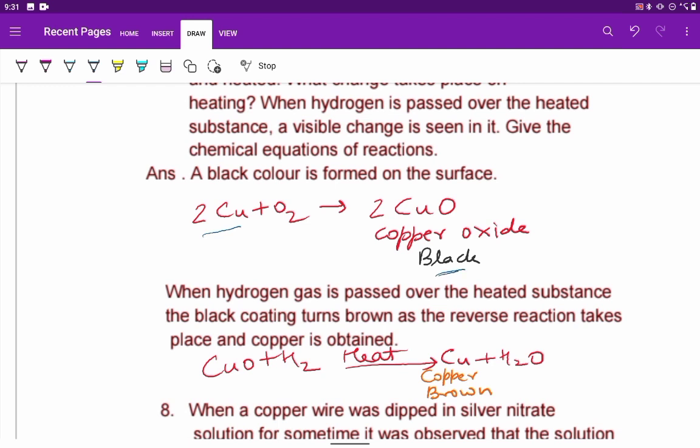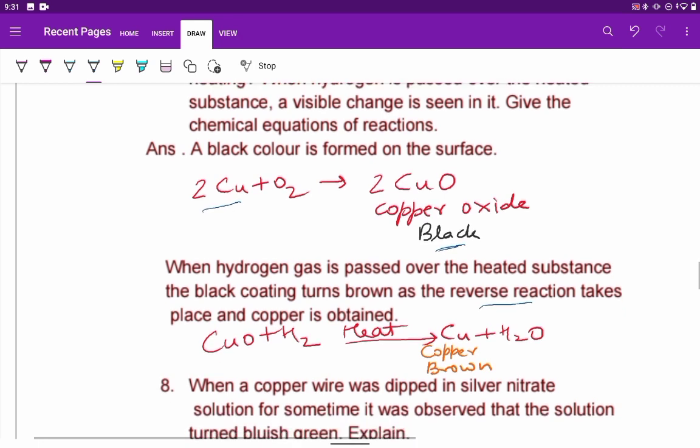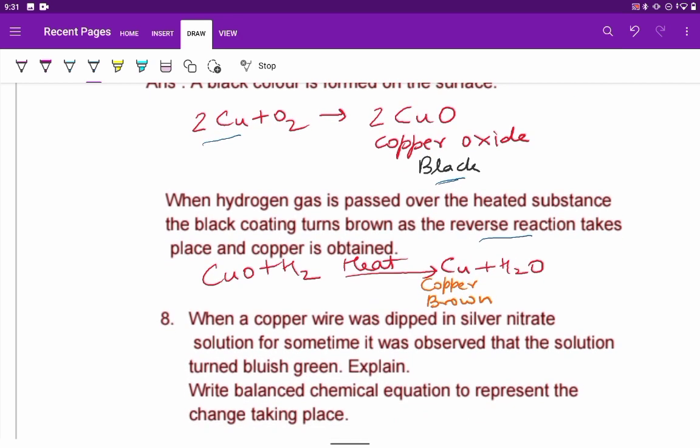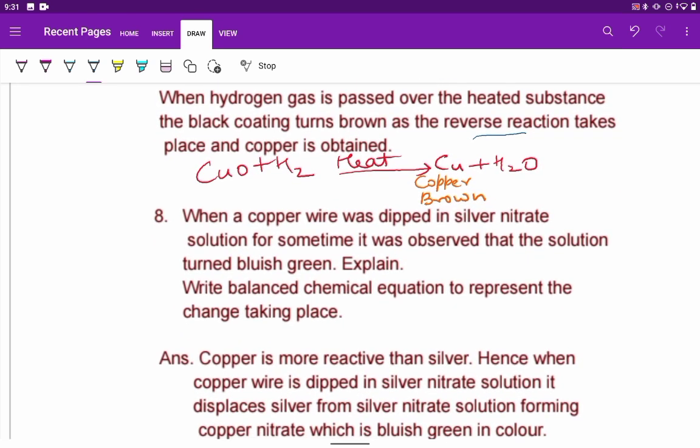When hydrogen gas is passed over the heated substance, the black coating turns brown because reverse reaction takes place. Copper is obtained. So reverse reaction, we get back copper. So it is CuO plus H2 on heating gives Cu, brown, plus H2O. Reverse reaction.